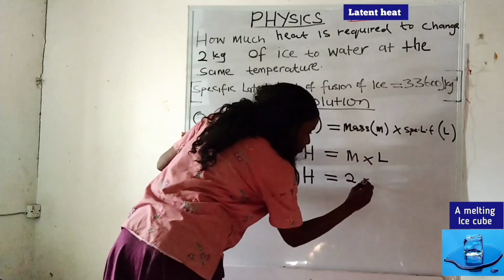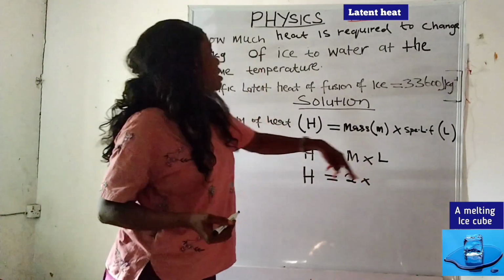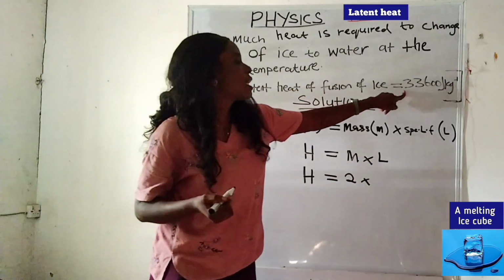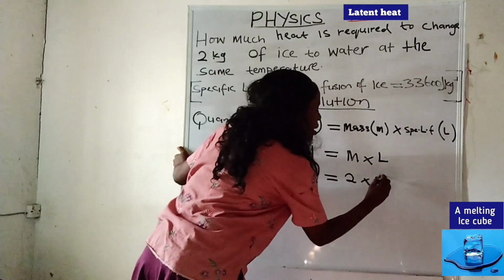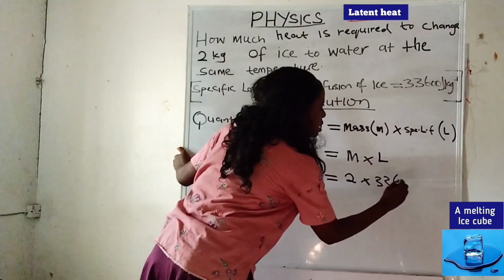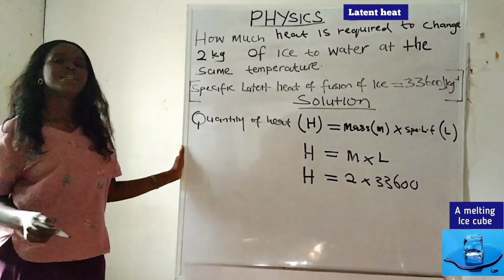Times the specific latent heat of fusion of ice. Yes, they give us 33600, so I write 33600 here. I say it's a simple question.